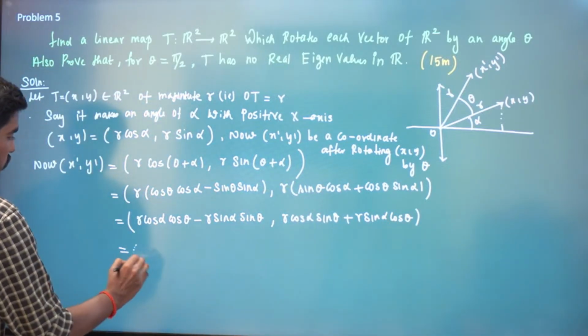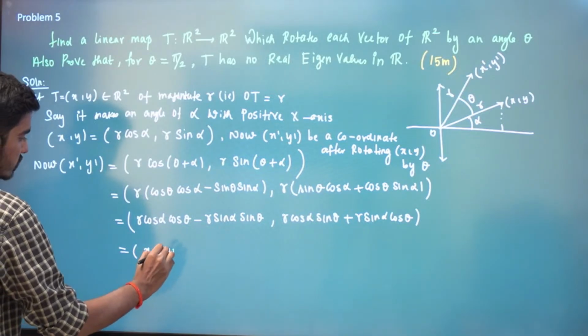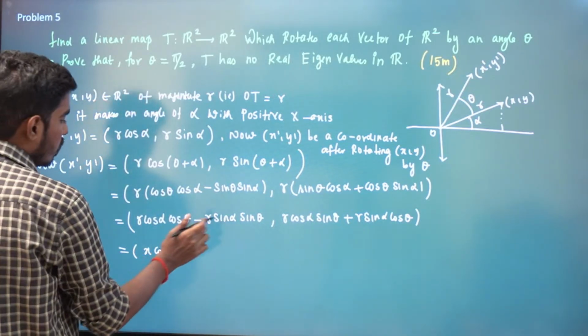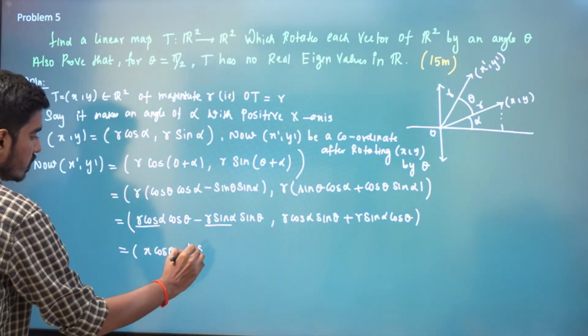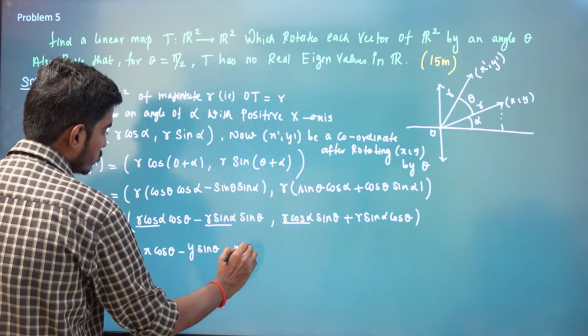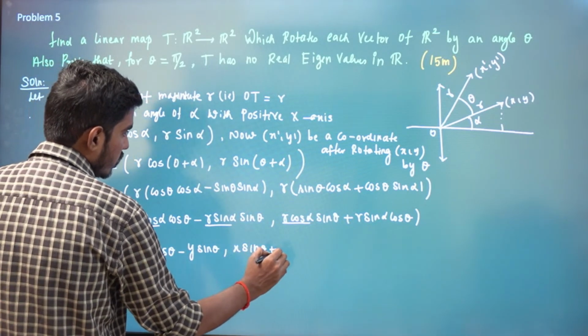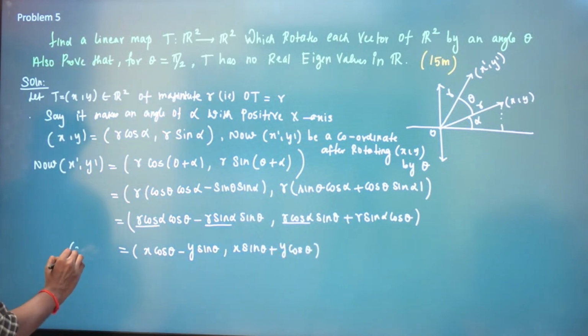Now already we know that r cos alpha is x. So this is x cos theta minus, r sin alpha is y, so y sin theta. r cos alpha is x, so this is x sin theta, and this is y cos theta. So this is the coordinate for x dash comma y dash.